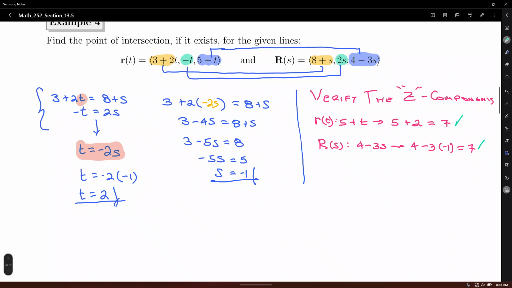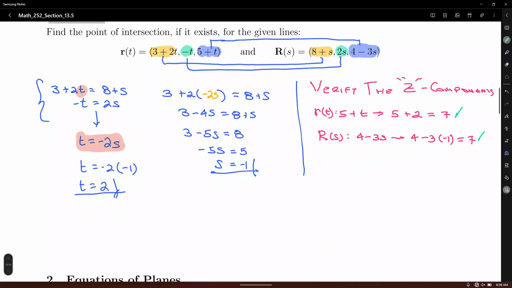And here you have two options. Number one, for the intersection point, you may either evaluate lowercase r of 2 or uppercase R of -1. You don't have to evaluate both, just one of them, all right? I mean, if you want to evaluate both, then that's fine, okay?